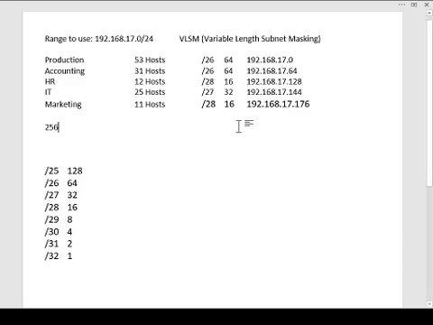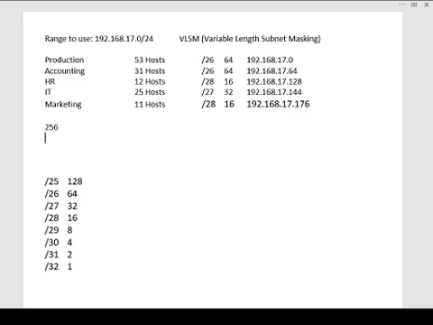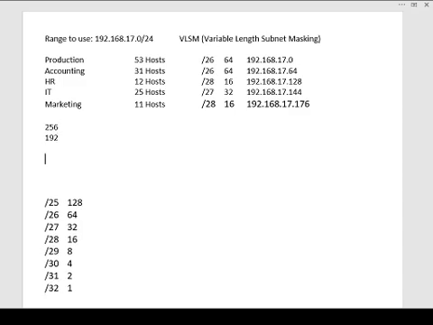Well, remember, we got what? 256. We're going to take away 192. And what are we going to end up with? 64. So what is our answer for the remainder? It's a /26, 64 IP addresses. That's how you figure out variable length subnet masking.